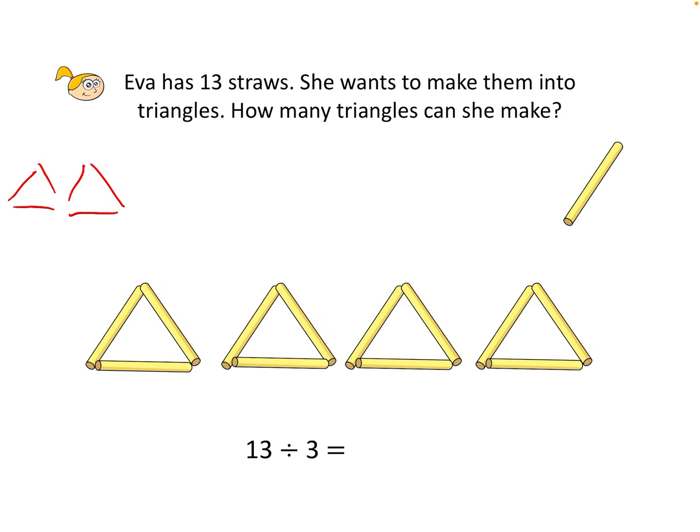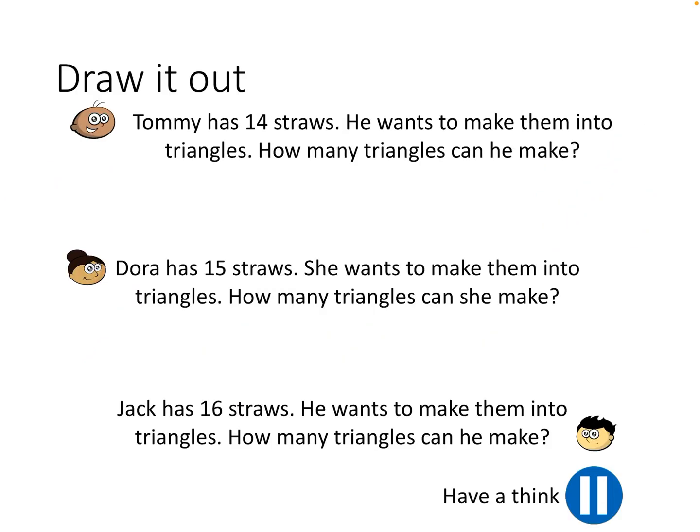But what are we going to do with this? That is what is remaining. So this is going to be our remainder. We take our whole groups, look at these as groups. So we've got 4 whole groups and we've got 1 left over. So it's 4 remainder of 1. 4 whole groups, 4 triangles, and 1 left over, 1 straw left over.